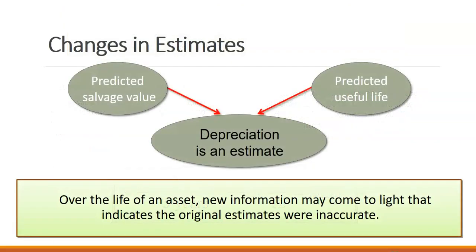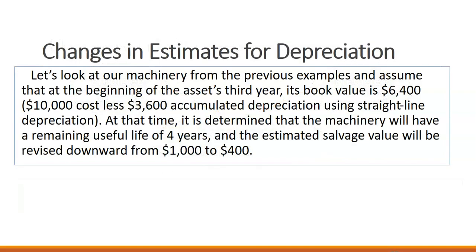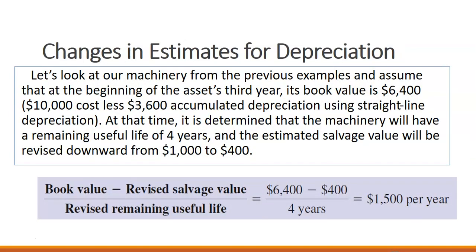Next, we'll talk about changes in estimates. As we're using an asset, we might decide that we need to change our original estimates. Remember, depreciation, useful life, and salvage value are all estimates. So we might change our mind about the predicted useful life, or about the predicted salvage value. We're going to look at the same example, except during the third year, we decided that we were going to have another 4 years.